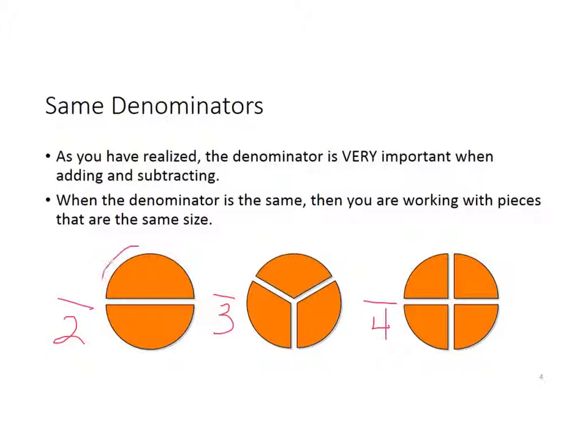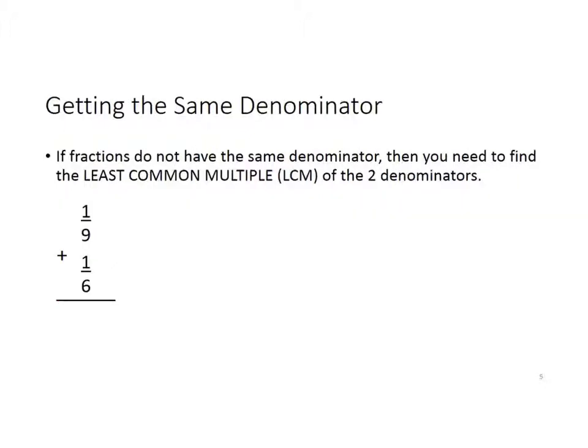These pieces right here, this 1/2 is a completely different size than this 1/3, which is completely different than this 1/4. You can't add those pieces together when they're not the same size; you can't have a good comparison between them. So the denominator must be the same so that you are adding or subtracting the same size pieces. Now, life would be wonderful if the denominators were always the same, but unfortunately they're not.